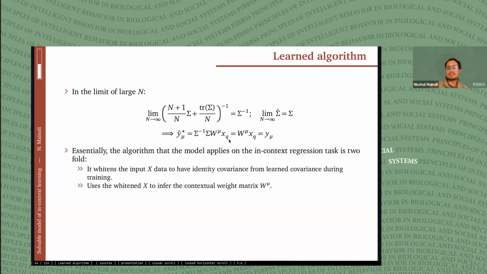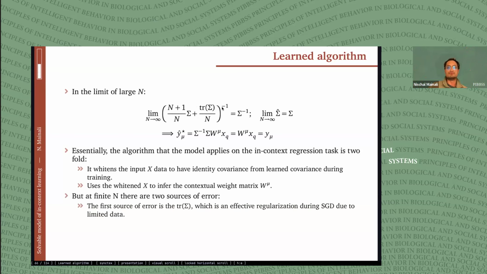and then do its prediction. But still, for finite n, which is the more realistic case, there are two sources of error. The first one is this trace quantity here, which acts as a sort of effective regularizer. So we didn't add any regularization, but at the fixed point, the model self-regularizes using this trace quantity. And in fact, if you look at it, it will keep the model invertible.